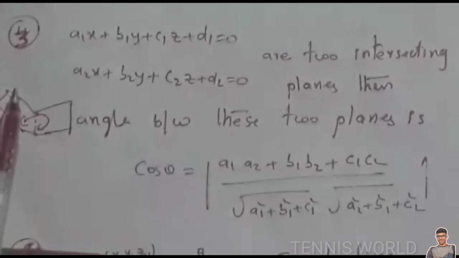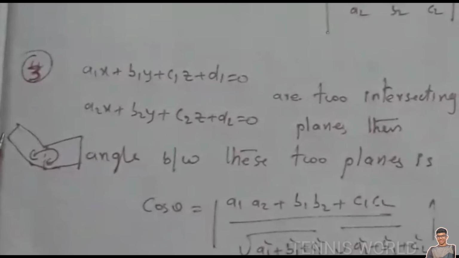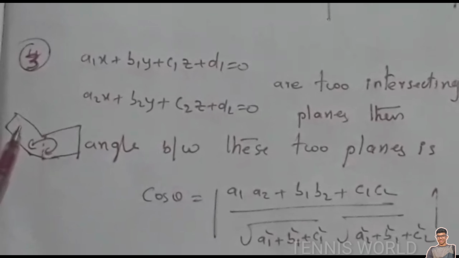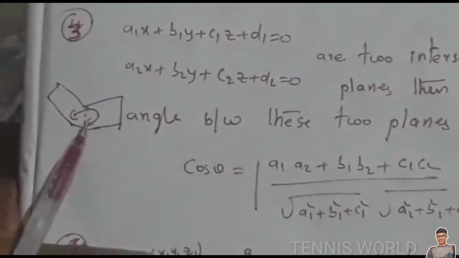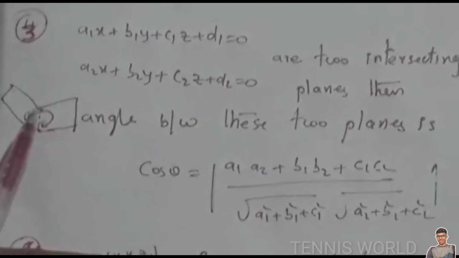Next one, the third formula. The third formula we already learned in intermediate first year in Maths 1B. Now, what is the concept? This is the first plane, this is the second plane. How to find out the angle between them?